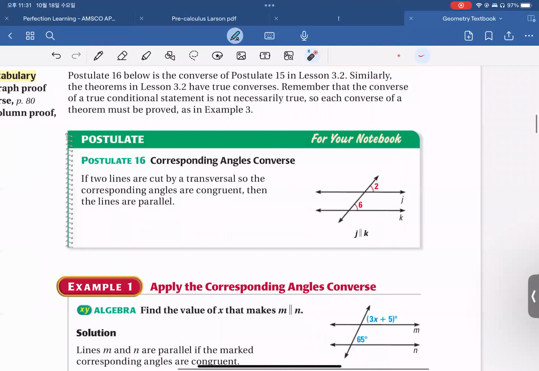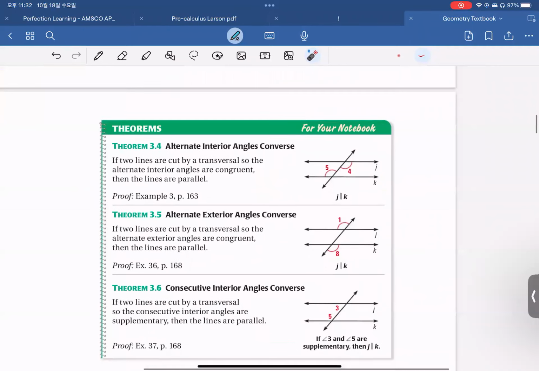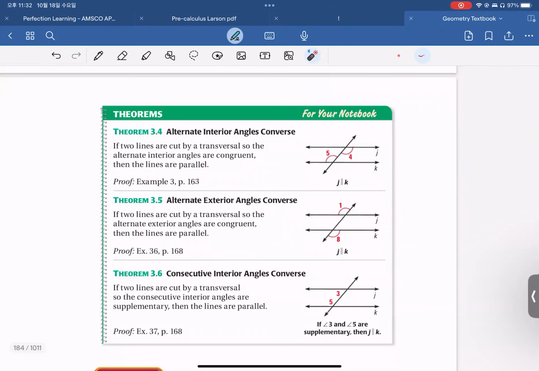Let's look at the corresponding angles converse. You probably remember that a converse is just the opposite. The corresponding angles postulate from earlier says that if the lines are parallel and they're cut by a transversal, then the corresponding angles are congruent. Here we're saying the opposite: if it is cut by a transversal and the corresponding angles are congruent, then the lines are parallel. All these converses are basically the same thing, just the other way around.